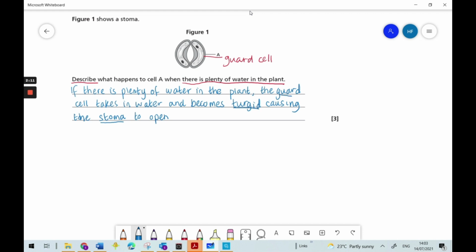Okay, now that would give you the 3 marks. So you've got 1 mark there for saying when there's plenty of water, which we put in the first part, that the cell takes in water. Second mark would be saying that it swells or becomes turgid. Either term is fine. And the third mark is for saying that causes the stoma to open.